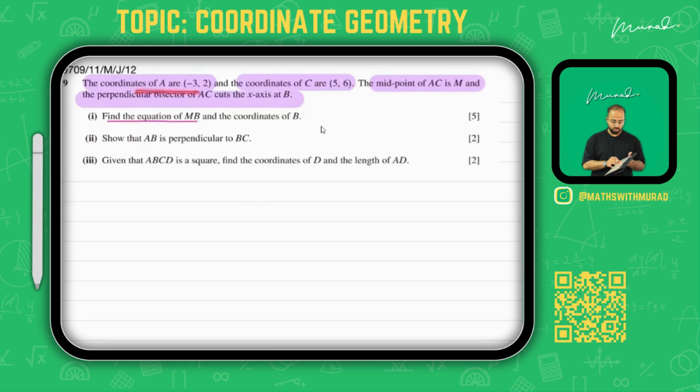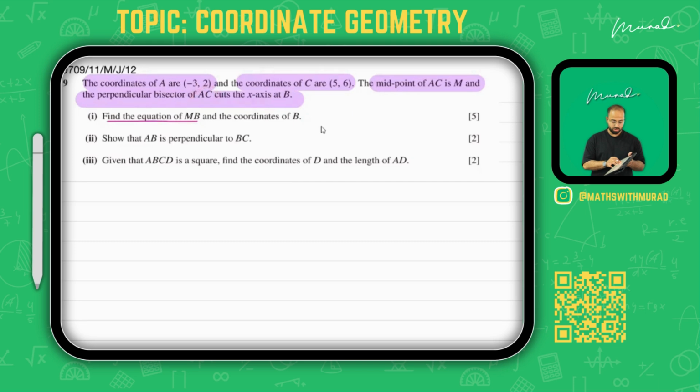The coordinates of A are -3, 2. The coordinates of C are 5, 6. The midpoint of AC is M, so the first thing I need is the coordinate of M here. And the perpendicular bisector of AC cuts the x-axis at B. Now we'll try to draw the figure for this complete part.